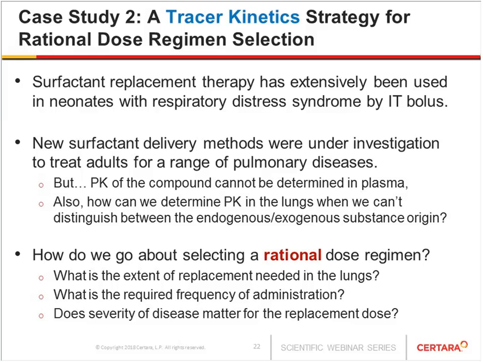That raised a few questions in terms of how to come up with a rational dose regimen selection. A few key questions were: what was the replacement dose needed to replace the loss of surfactant in the lungs for those various pulmonary diseases? What was the frequency of administration required? And whether something like disease severity would have an impact on the dose that was required for administration in the various indications we were looking at.